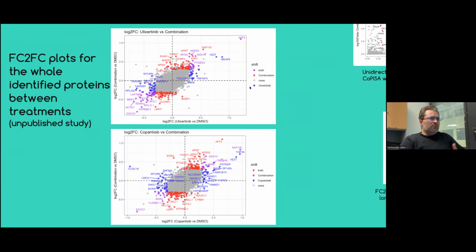So then we do some other analysis with other combinations, which this study is not published, but you can see here, this is an FC to FC, not only based on the common protein, the whole protein, your whole identified protein. And here you can also see that there are some specific proteins that are targeted in case of combinations compared to the single drug. Even though we have some common protein targets, there are specific proteins also here.